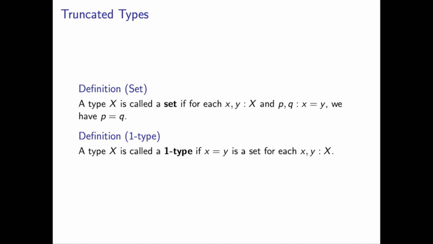A one-type is a type for which every X equals Y is a set. This means that there could be multiple proofs that X and Y are equal, but there's at most one proof that P and Q are equal if we have P and Q of type X equals Y. Such types are similar to groupoids. The points represent the objects in the groupoid, and the spaces X equals Y represent the morphisms in the groupoid.